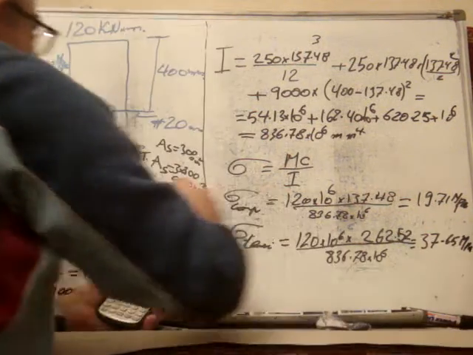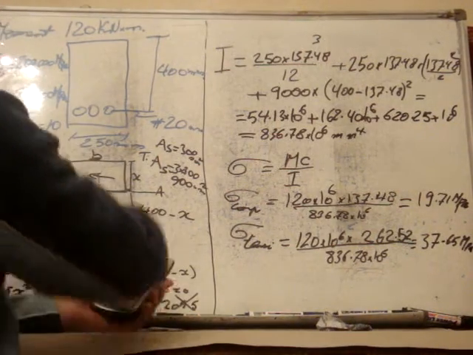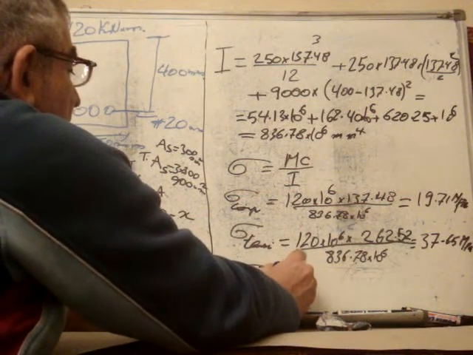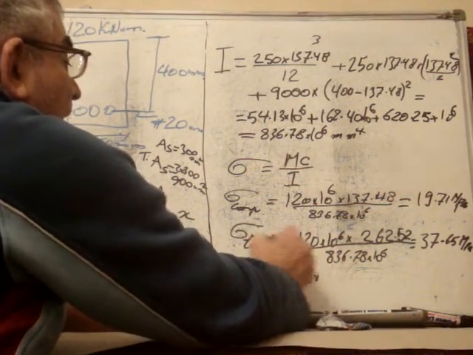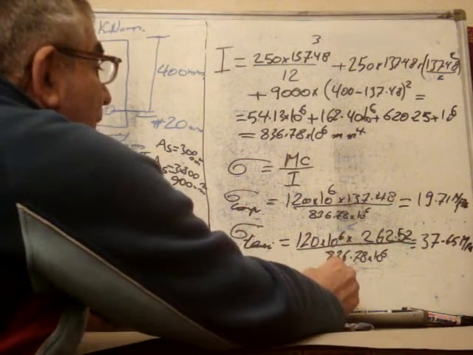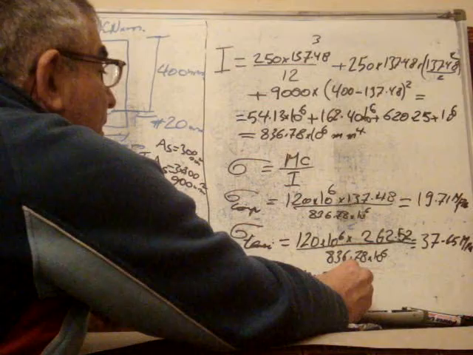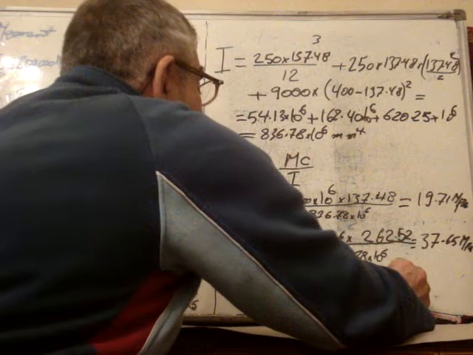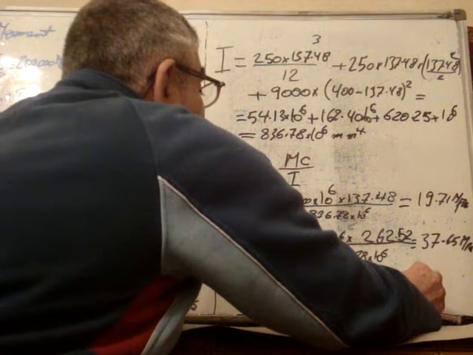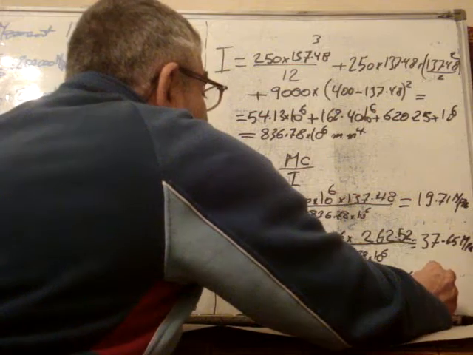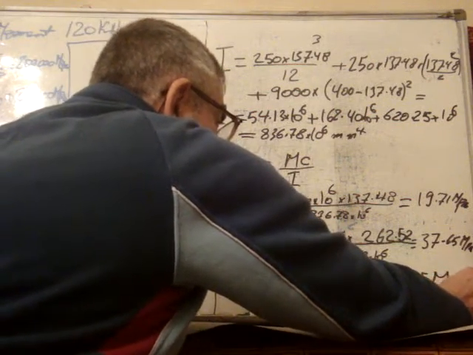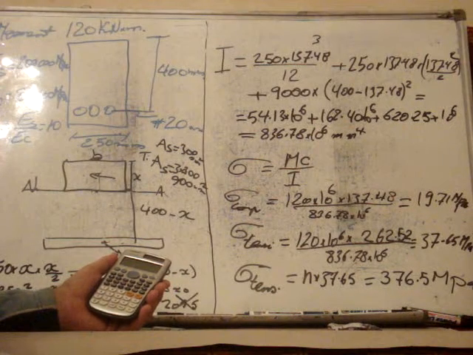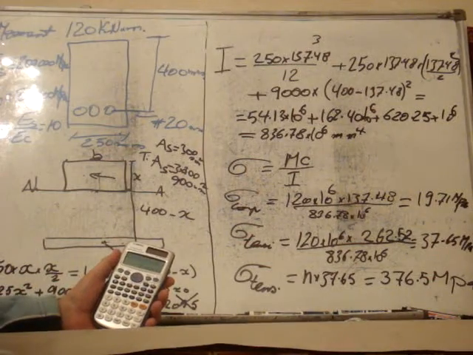But this is the stress at the bottom in the concrete. If I need it in the steel, sigma tension in the steel will be equal to n times this sigma, which is n times 37.65, and as we know, n will be equal to 10. That means the stress in the steel will be equal to 376.5 megapascal. This is the way we can calculate the stress in the steel and in the concrete.